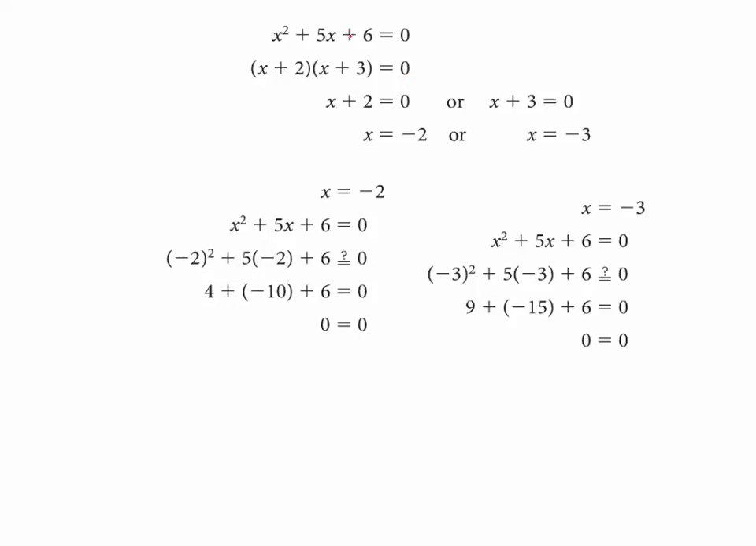So x squared plus 5x plus 6 equals 0. Why did we learn factoring in the first place? We learned factoring so we can do that right there. We can factor that down. Two numbers multiply to 6, add to 5: 2 and 3.